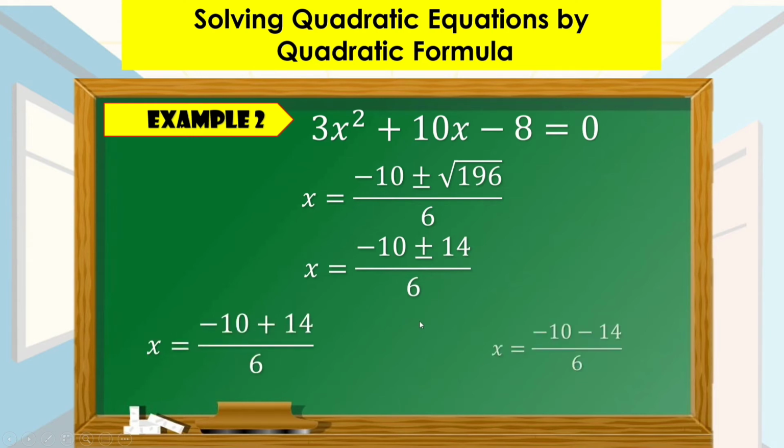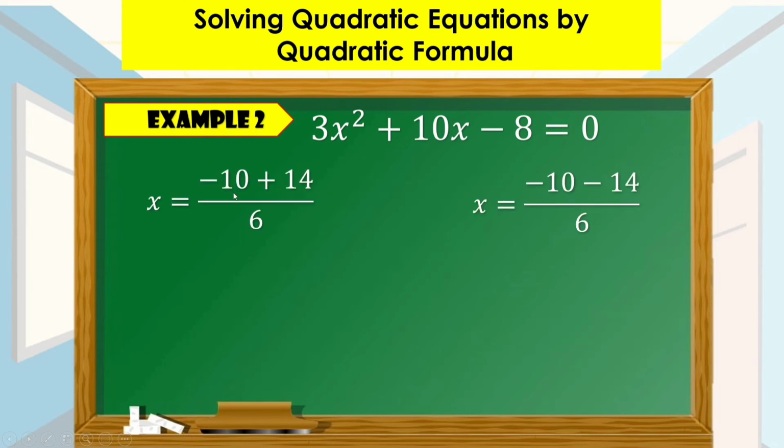Separate the plus and minus sign. X is equal to negative 10 plus 14 all over 6, and x is equal to negative 10 minus 14 all over 6. Let us solve the first equation. X is equal to 4 over 6. And the simplest form is 2/3. Isip lang po kayo ng number na kung saan pwedeng i-divide ang 4 and 6. Pwede silang i-divide by 2. Kaya 4 divided by 2 is 2 and 6 divided by 2 is 3.